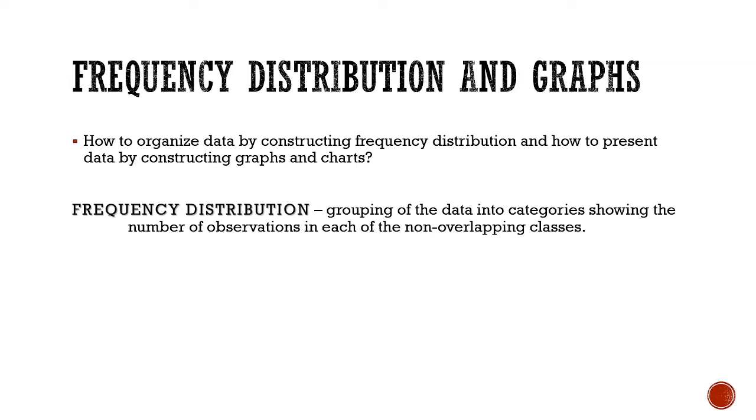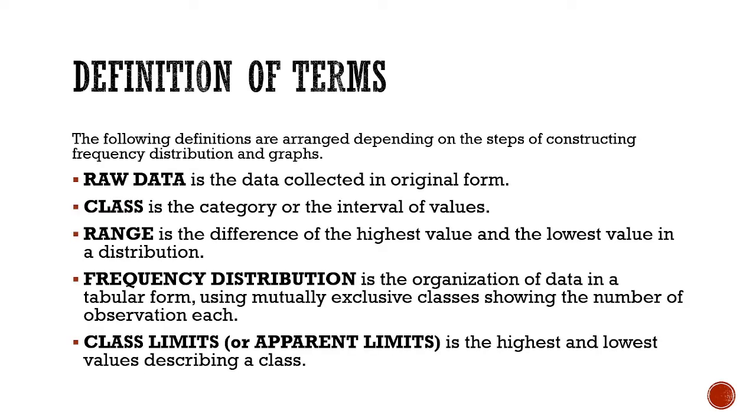So here are some definitions that you may want to get. We have here raw data, which is the data collected in original form. So when you surveyed or you give questionnaires to your respondents, and you get the data on that questionnaires, that will be your raw data. Class will be the category or the interval of values. So category for the categorical, and interval values for interval and ratio level of measurements.